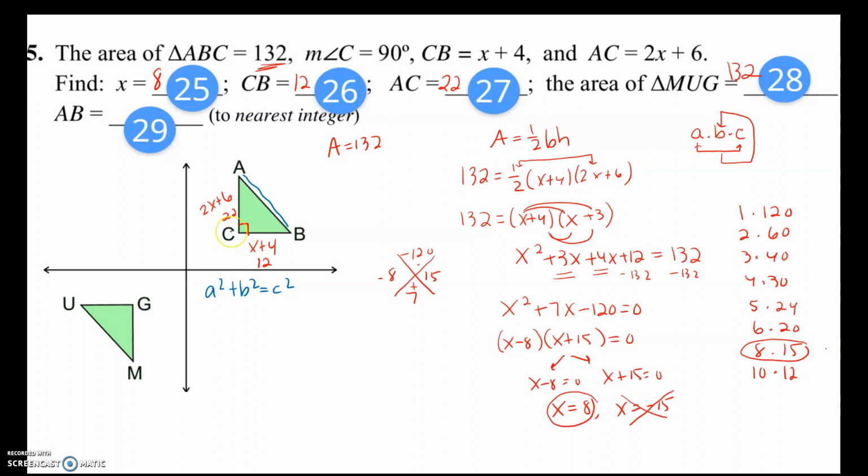Doesn't matter which two are your legs, so I'm going to do 12 squared plus 22 squared, and that's going to be equal to my hypotenuse of AB squared, which is 144 plus 484. That's going to equal my AB squared. 484 plus 144 is 628. That's equal to my AB squared. And then to get AB by itself, square root both sides. And the question is telling you to the nearest integer. So in your calculator, you're going to get that AB is approximately 25.